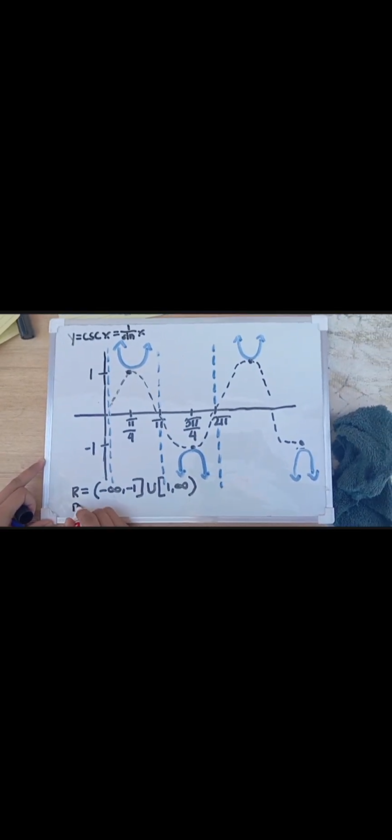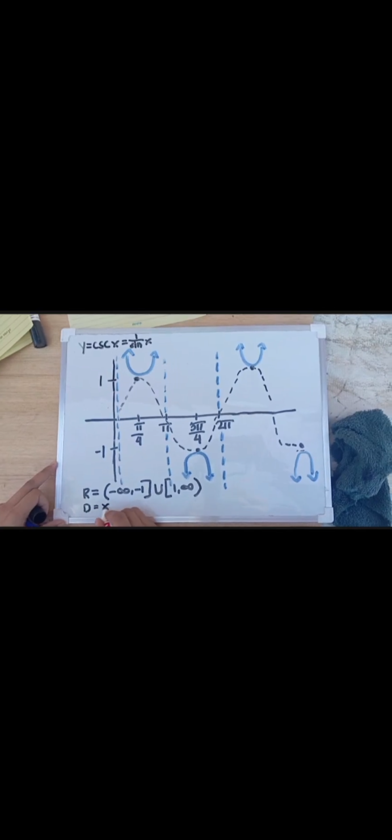For the domain, x is our number, except x cannot be pi, 2 pi, 3 pi, 4 pi, and so on. And the last one on this side is 0. If you continue, it's negative pi, negative 2 pi, negative 3 pi, and so on. So we're going to write the equation: x cannot be n pi, where n is 0, positive 1, positive 2, positive 3, and so on, and also negative 1, negative 2, negative 3, and so on.